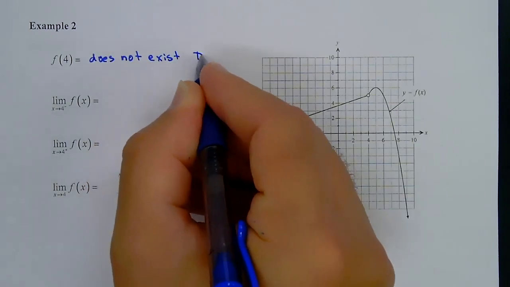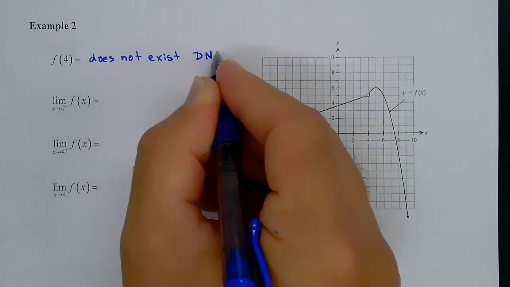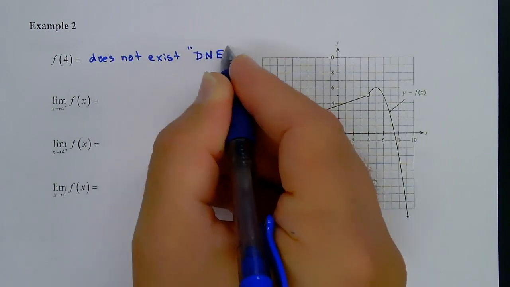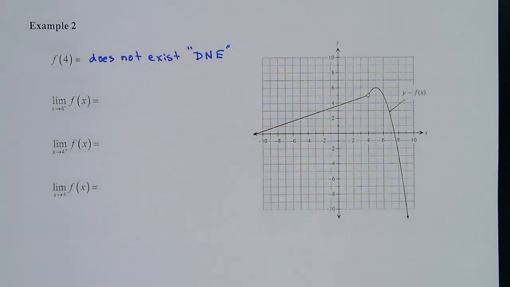You're going to see on Delta Math, it says DNE, okay? And that stands for does not exist, all right? Okay, so how about this next one?